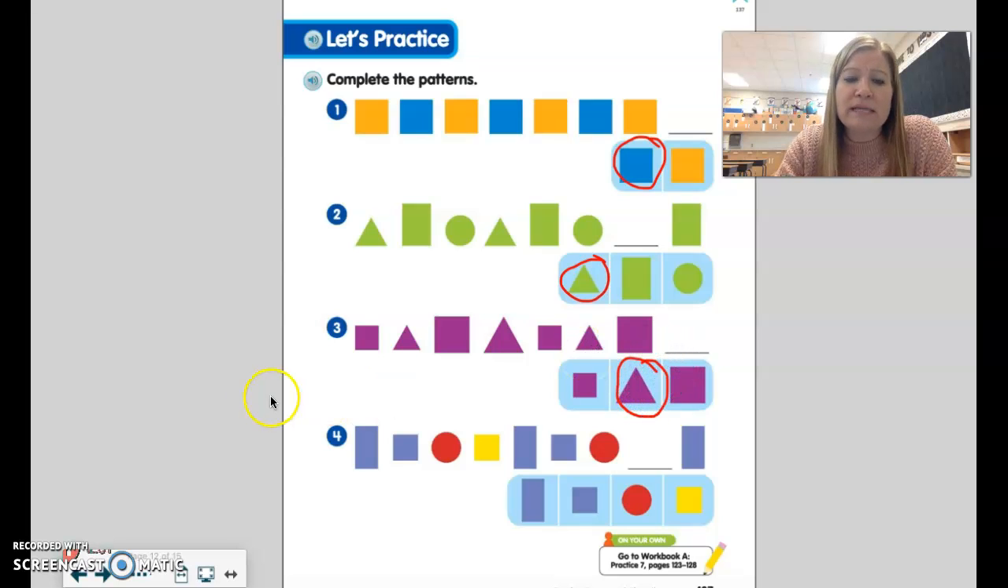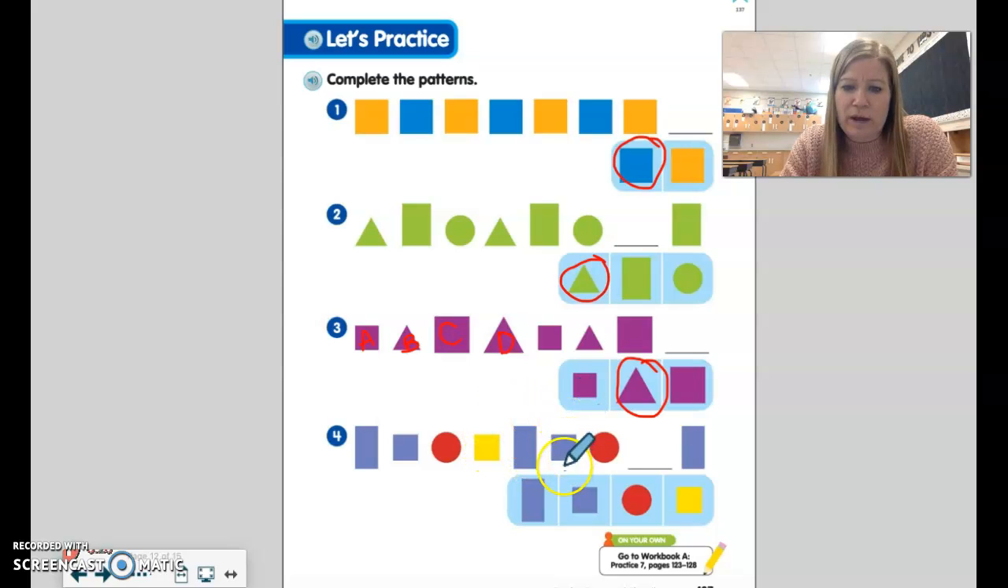Next one, we have little square, little triangle, big square, big triangle, little square, little triangle, big square, big triangle. Now this one would be called an ABCD because there's four different ones. We have the little square, the little triangle, the big square, and then the D is the big triangle. Then it starts over and repeats itself. A, B, C, D.